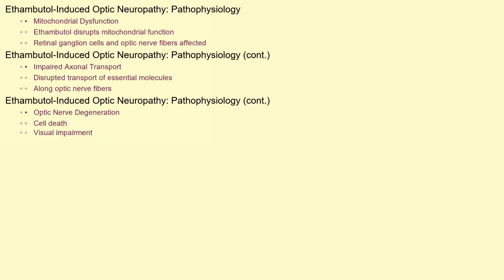The pathophysiology of Ethambutol-induced optic neuropathy is complex. Ethambutol is believed to disrupt mitochondrial function within the retinal ganglion cells and nerve fibers of the optic nerve. Mitochondria are the powerhouses of cells, and their dysfunction can lead to cell death. This disruption leads to impaired axonal transport, meaning that essential molecules can't be efficiently transported along the optic nerve fibers. Over time, this damage can result in the degeneration of the optic nerve, leading to visual impairment.